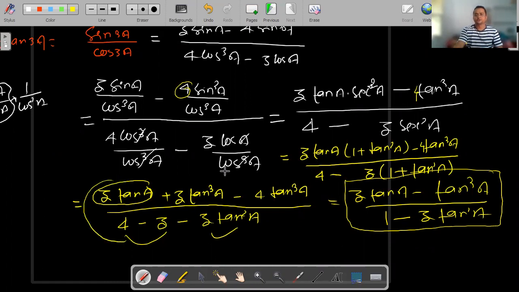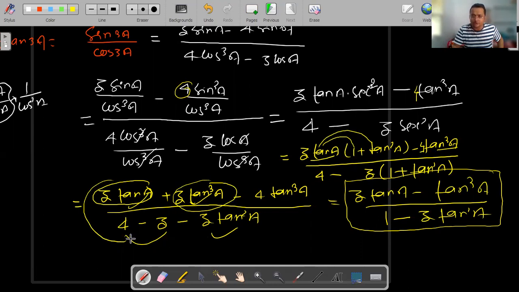Okay, so see here what I have done. Look very carefully at this expression, 3 tan a into 1 plus tan square a minus 4 tan cube a. I have simply multiplied 1 and then tan square a, so 3 tan a plus 3 tan cube a. Once you multiply, I am getting this, then minus 4 tan cube a. Clear? This is in the numerator.